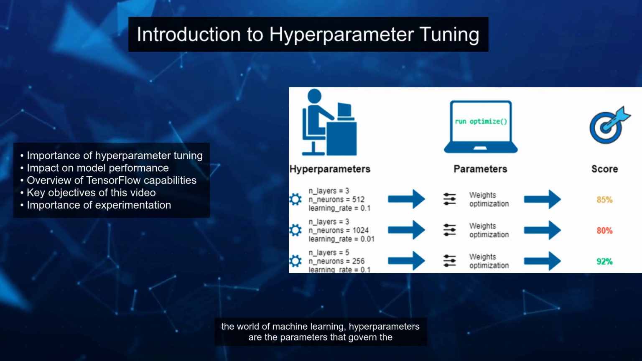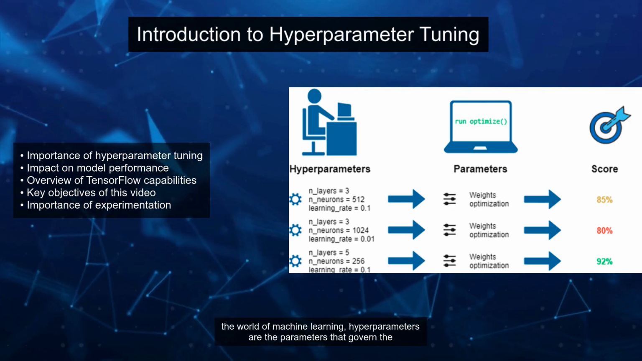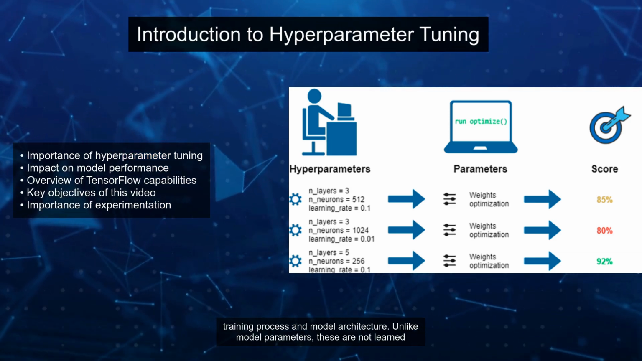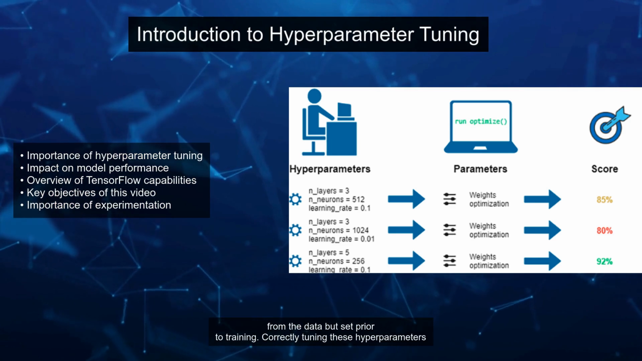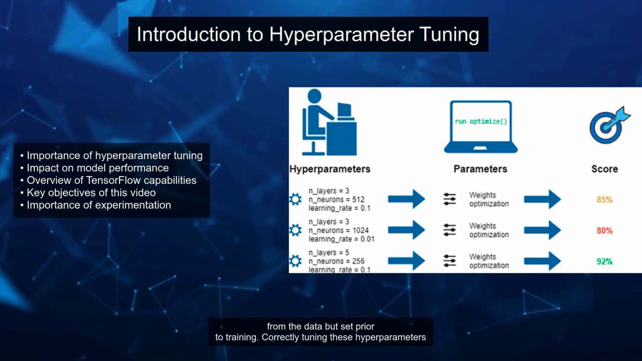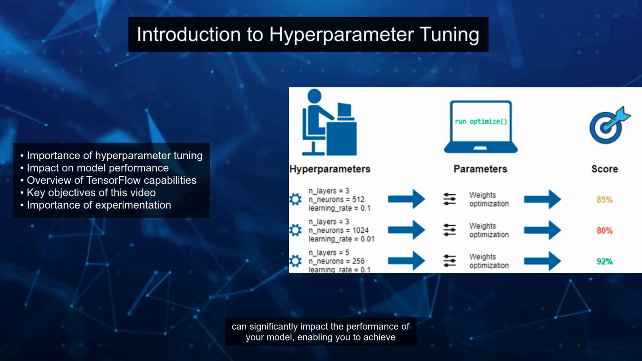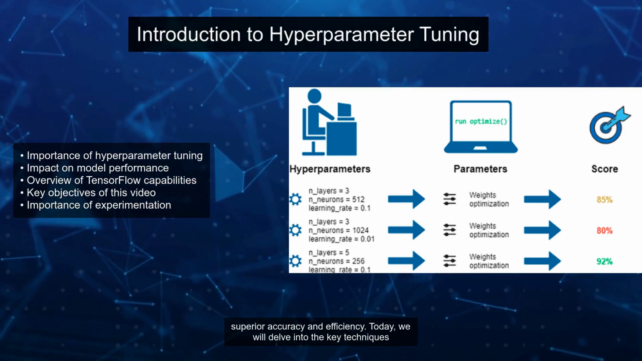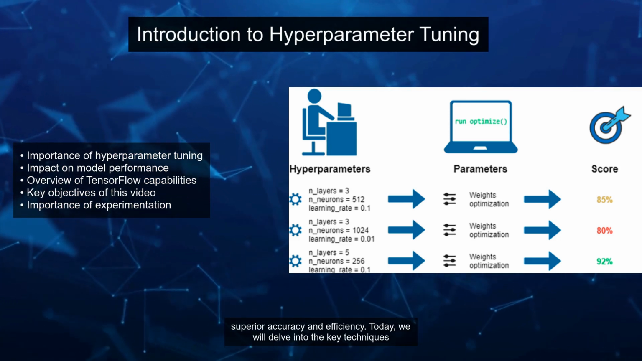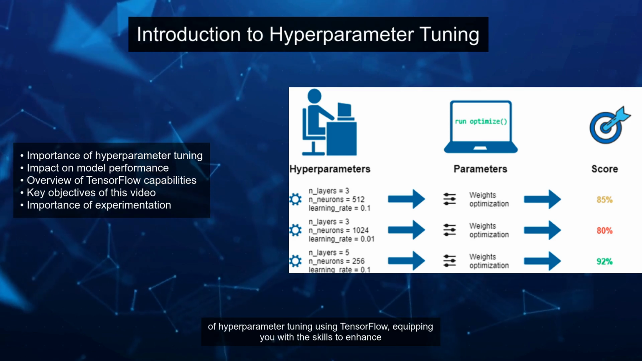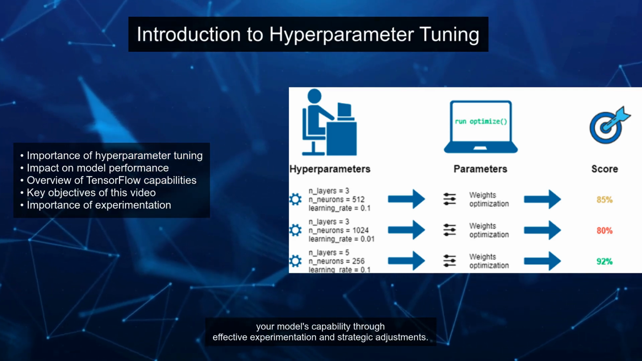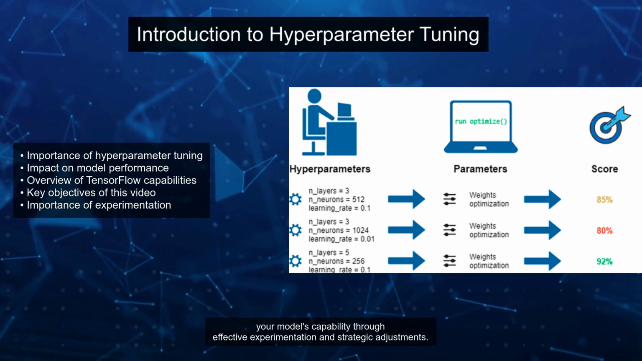In the world of machine learning, hyperparameters are the parameters that govern the training process and model architecture. Unlike model parameters, these are not learned from the data but set prior to training. Correctly tuning these hyperparameters can significantly impact the performance of your model, enabling you to achieve superior accuracy and efficiency. Today, we will delve into the key techniques of hyperparameter tuning using TensorFlow, equipping you with the skills to enhance your model's capability through effective experimentation and strategic adjustments.